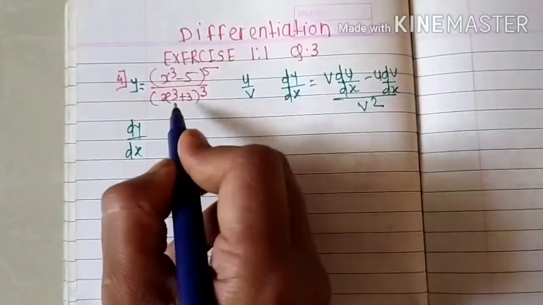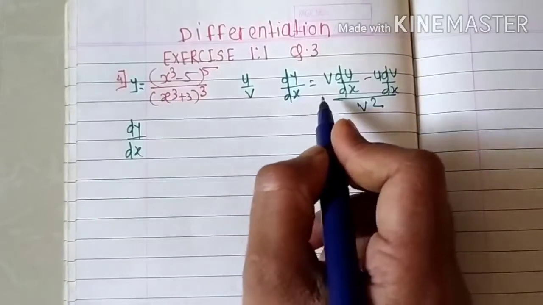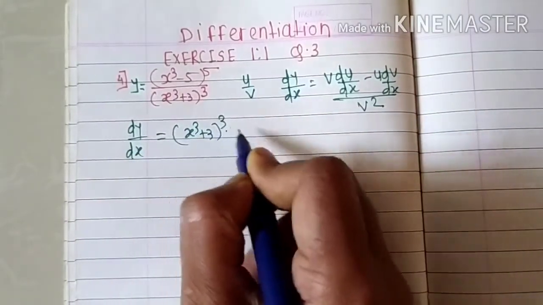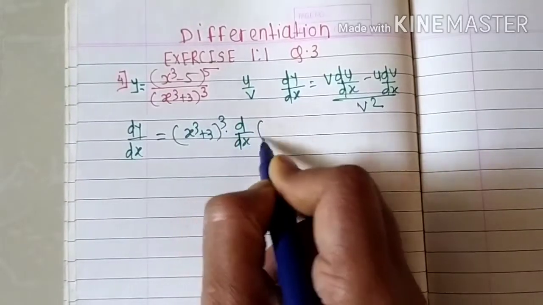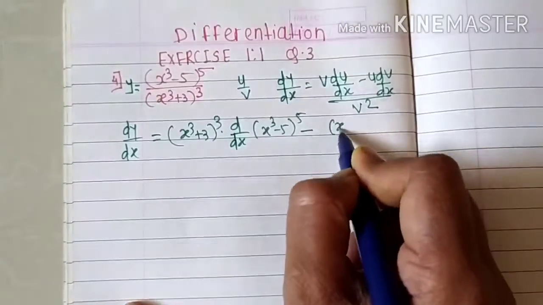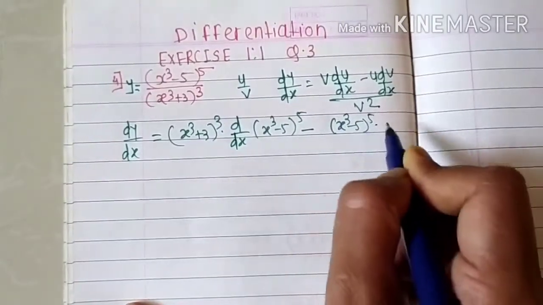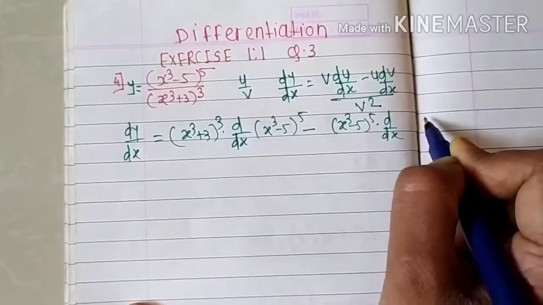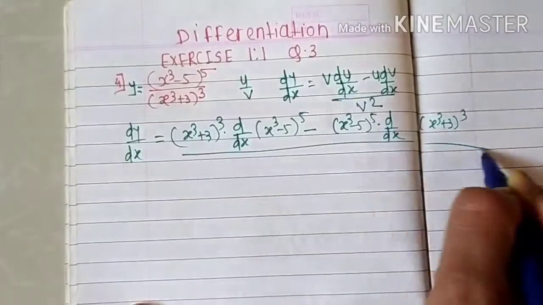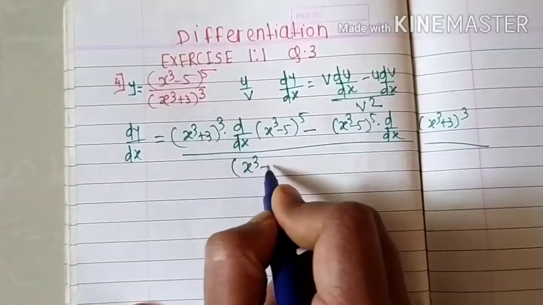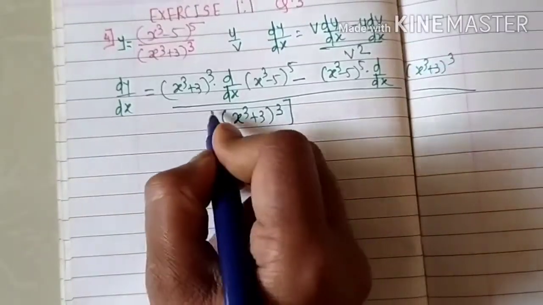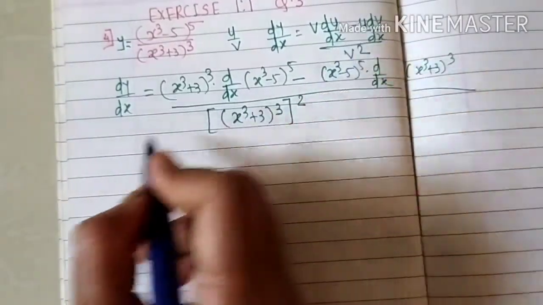Okay, we know this. Then the denominator is v, that is (x cube plus 3) raised to power 3, into the derivative of the numerator (x cube minus 5) raised to 5, minus the numerator (x cube minus 5) raised to power 5 into the derivative of the denominator (x cube plus 3) raised to power 3, divided by the denominator term (x cube plus 3) raised to power 3. Then the square of this, raised to power 2, that is the denominator square.